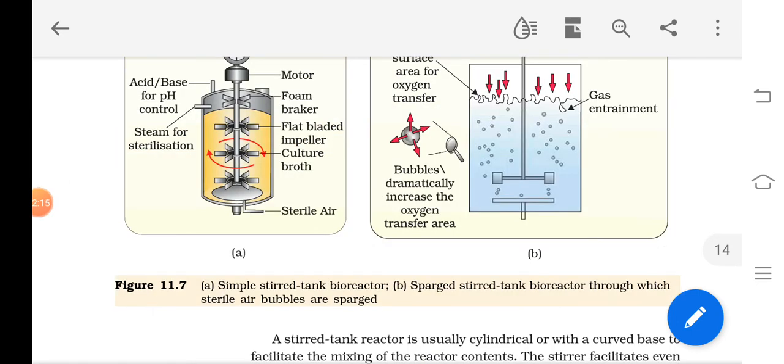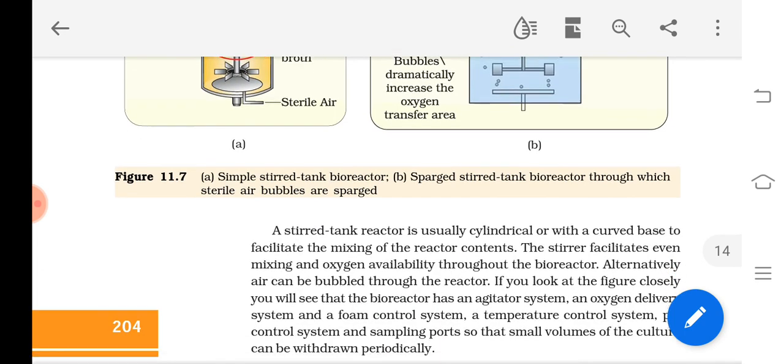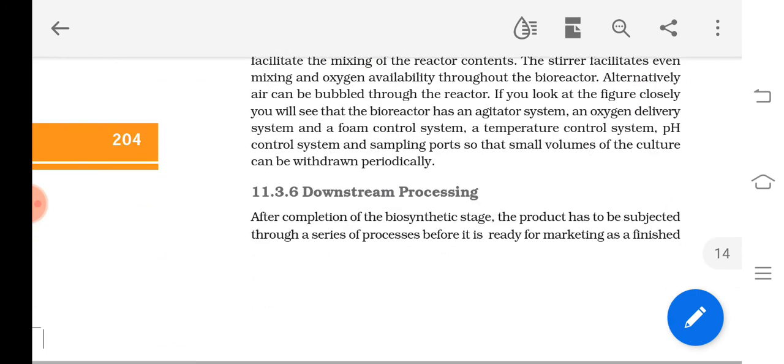So these two diagrams you have to practice. One is the simple stirred tank bioreactor and the other one is the sparged stirred tank bioreactor, and through this sterile air also will be passed. Is it clear? So about bioreactors you understood, they are nothing but vessels in which the genes of our interest will produce their products in the host cells, in large scale.